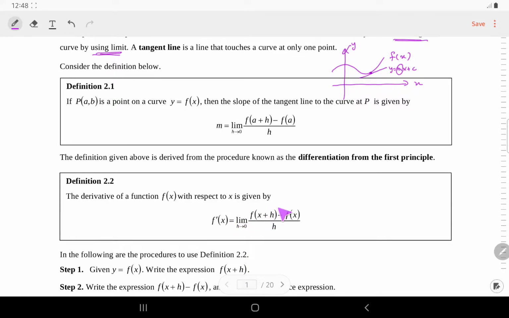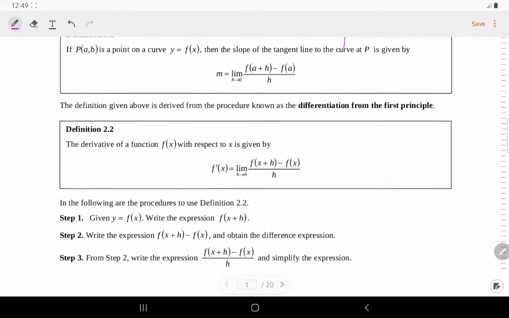There is the term the first principle. Okay, why is it called the first principle? Because this principle is the basic of the concept of differentiation in calculus. If you understand this concept, it will help you to apply derivatives to various functions easily. So what are the procedures to use this formula?